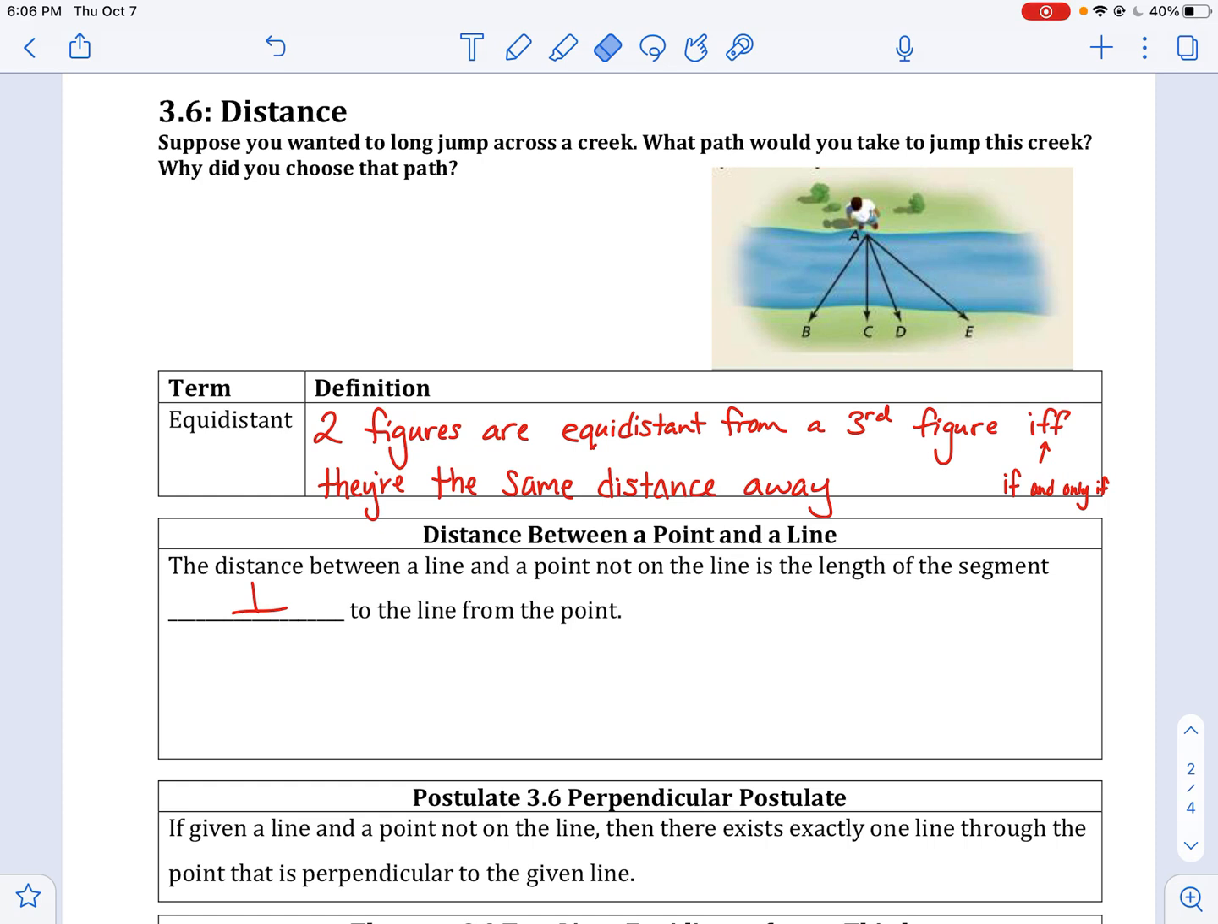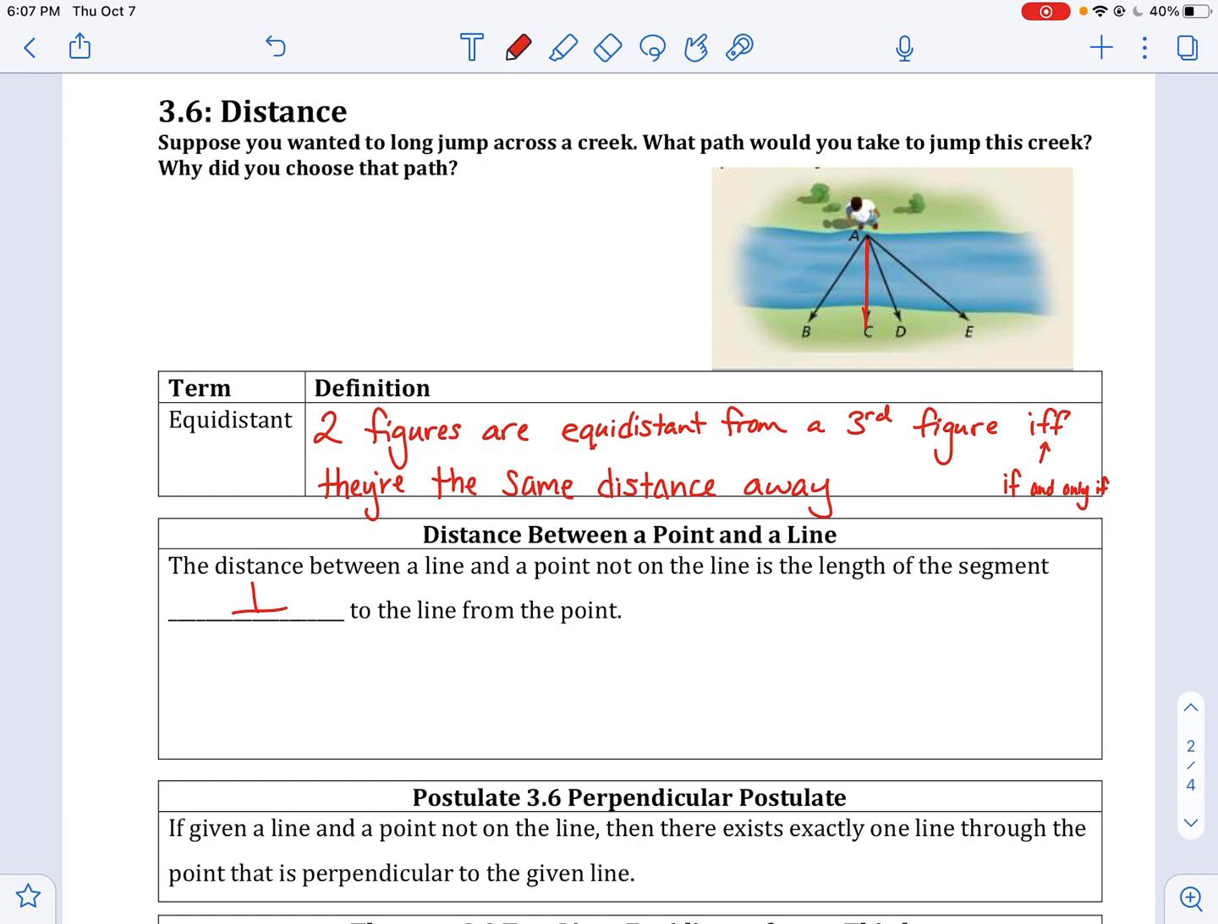So the first thing is, suppose you're jumping across a creek, or you're long jumping, or you're, I don't know, Spider-Man trying to get from one building to another. How would you jump across that creek? What path would you take? Would you take AB, AC, AD, or AE? And why?